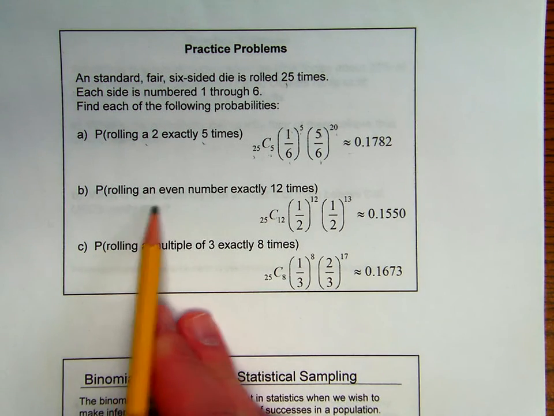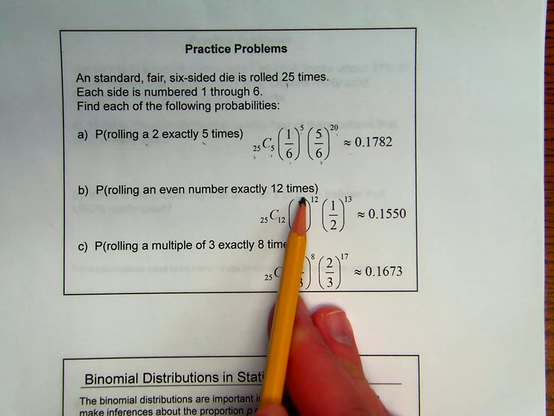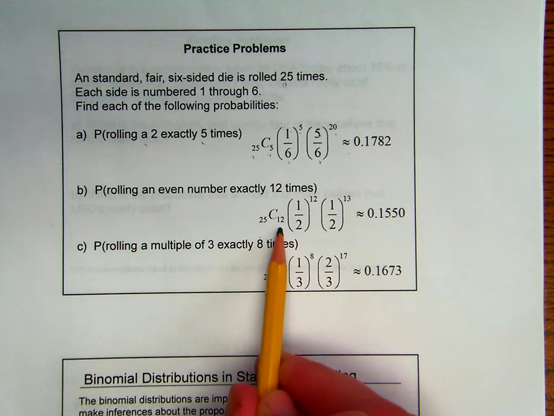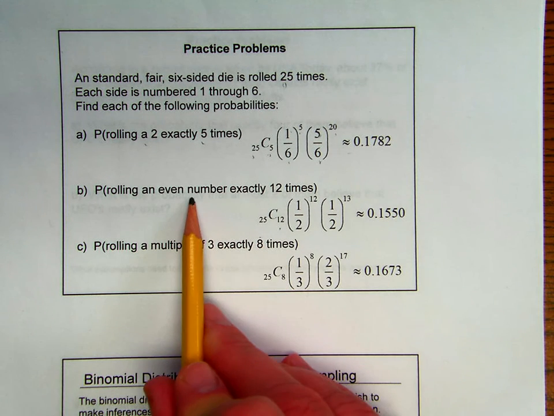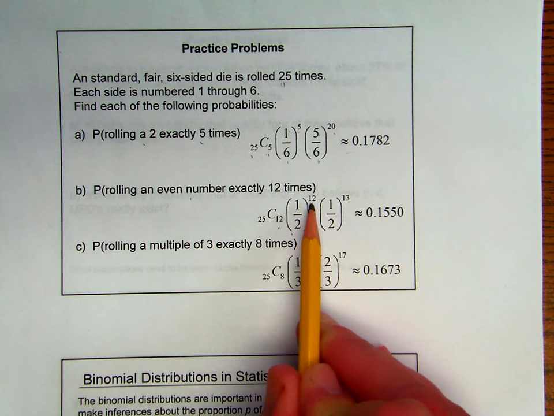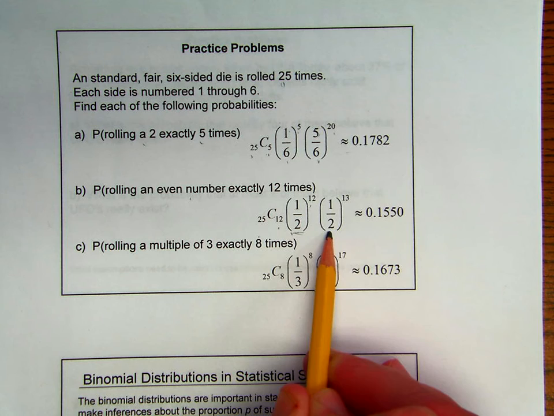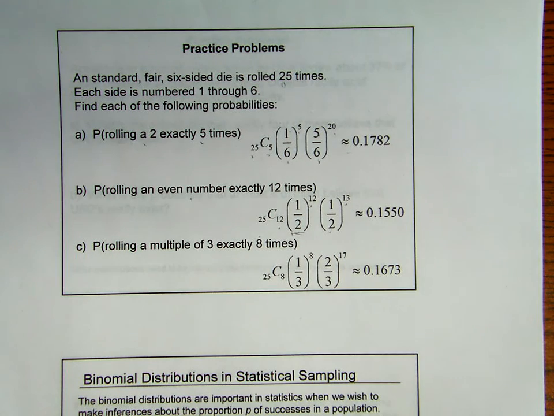Okay, rolling an even number exactly 12 times. So, out of the 25 trials, we're interested in 12 successes. An even number, half the numbers are even, half are odd. So, half happening 12 times, this represents the evens. Probability of half happening 13 times, that represents the odds.